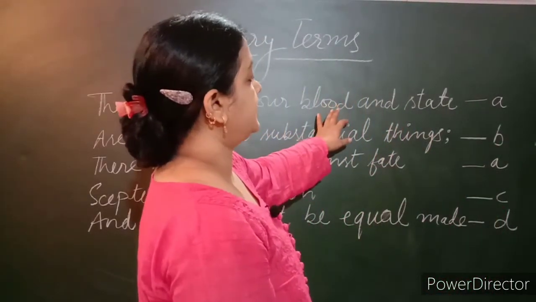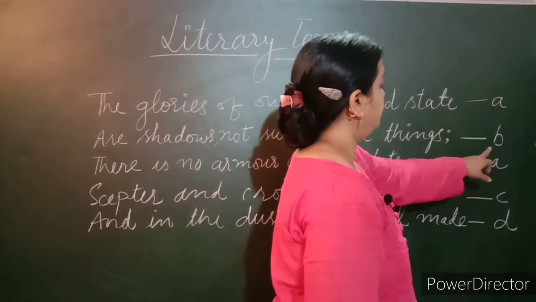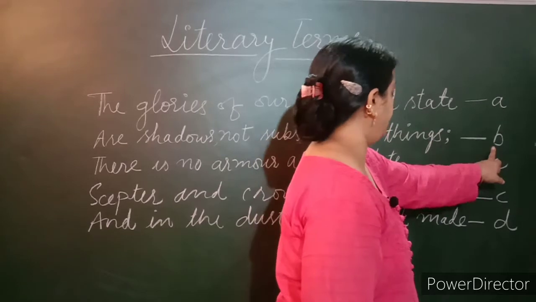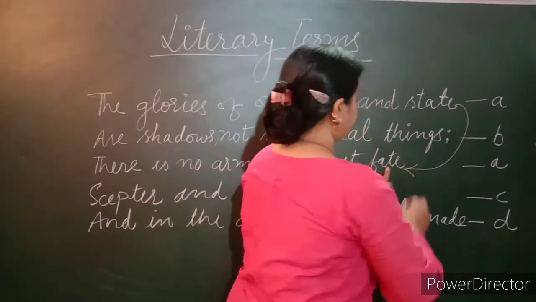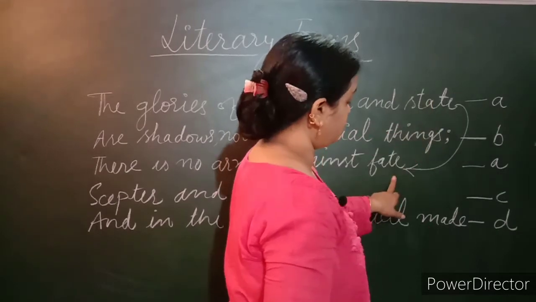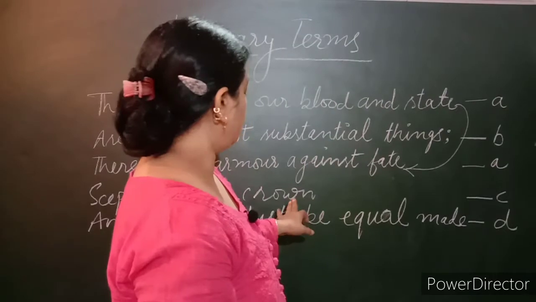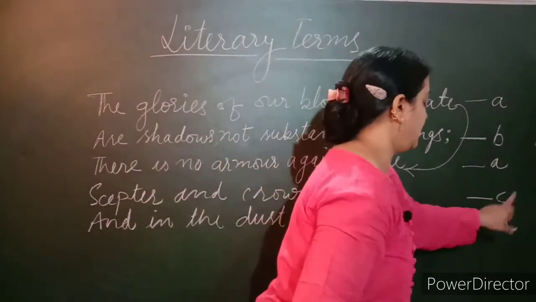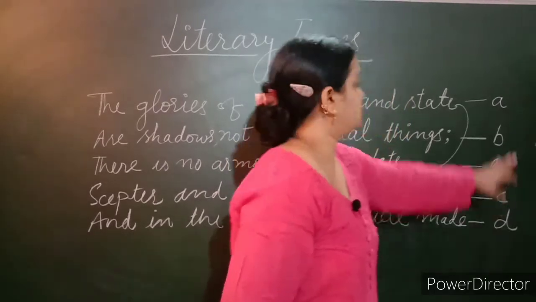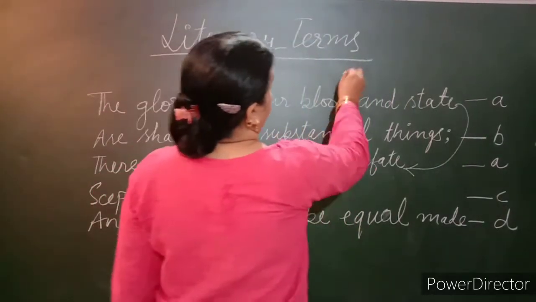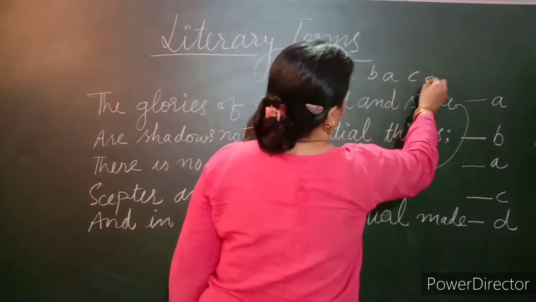The rhyming scheme is A for things, B for fate, which is going to rhyme with this. Fate, state is going to rhyme with fate, again there is A. Now crown has been given C, and made has been given D. So the rhyming scheme is A, B, A, C, D.